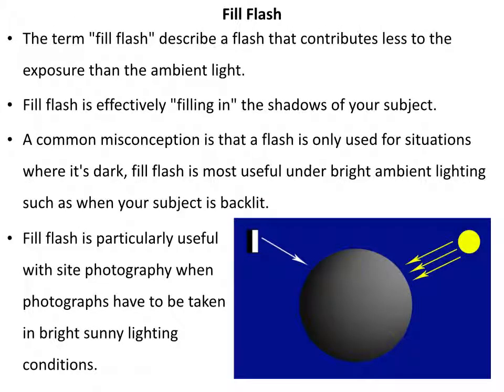A flash ratio of 1:2 is referred to as fill flash. Fill flash means that the flash is contributing less to the exposure than the ambient light. What the fill flash is effectively doing is filling in the shadows of your subject. It is a common misconception that flash is only used for situations where it's dark. Fill flash is very useful under bright ambient light where your subject may be backlit.